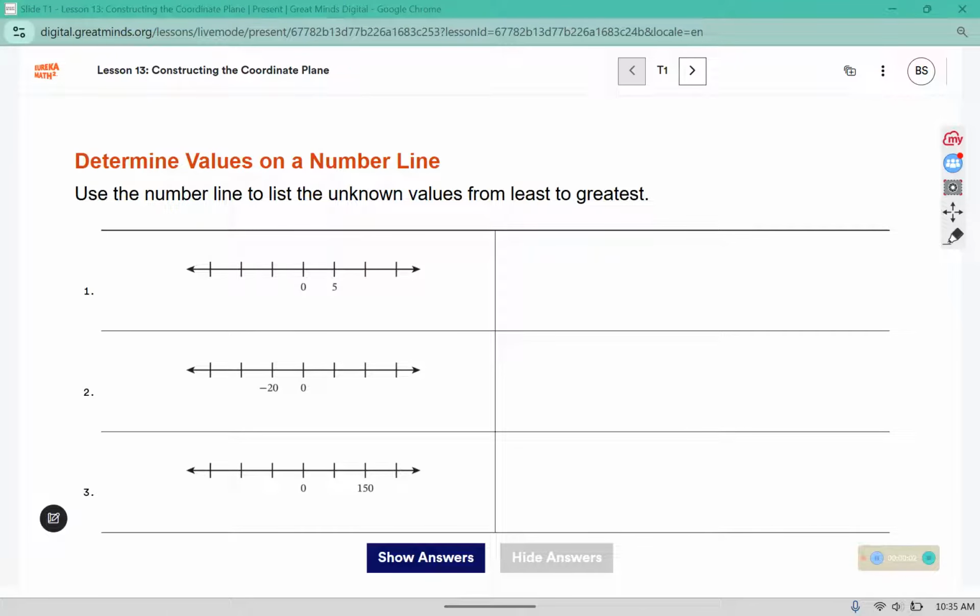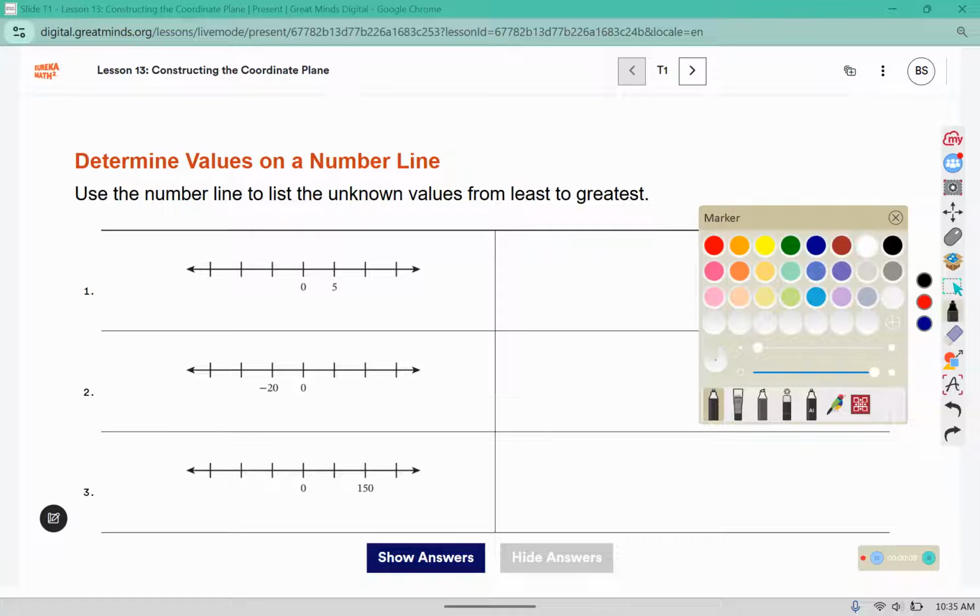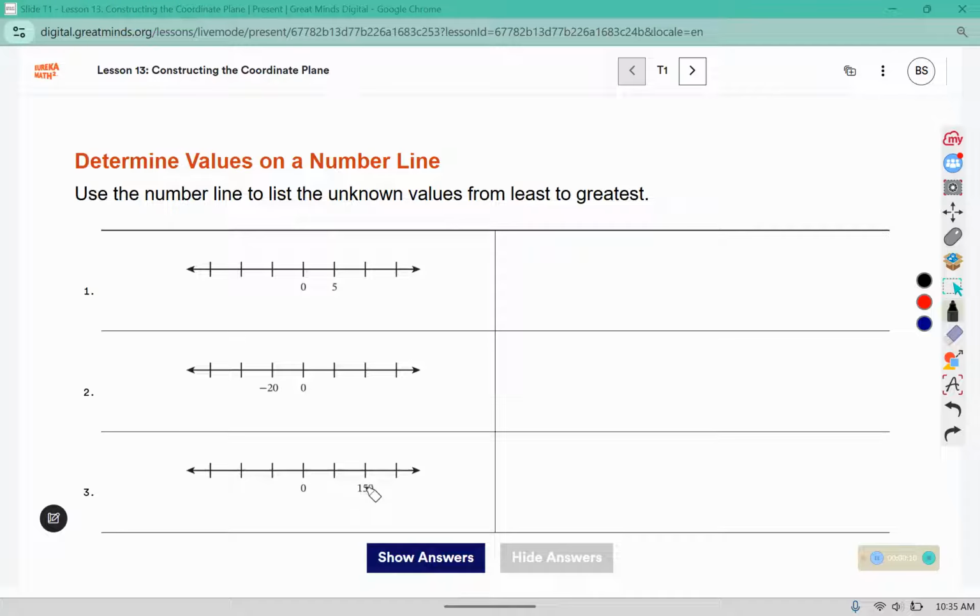Use the number line to list the unknown values from least to greatest. In our number line, in between 0 and 150 would be the number 75. So we have to count by 75s the whole way on the number line. If I increase 150 by 75, that gives me 225.